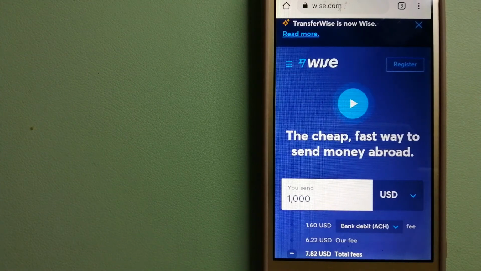Using WISE is as simple as sending money from A to B, but behind their app and website is a complex engine of currencies that is being designed, built, and powered by their talented teams in cities around the world.